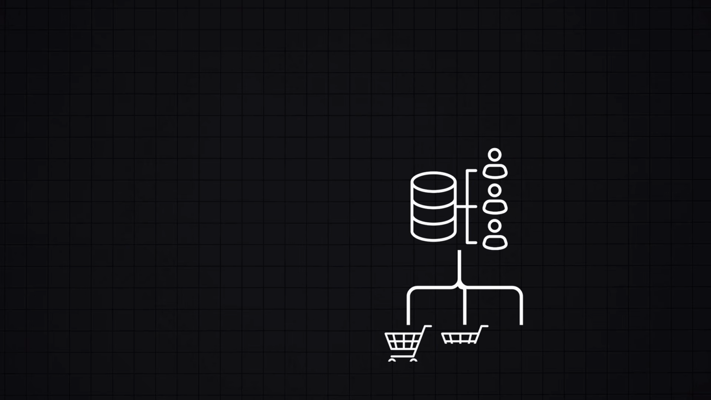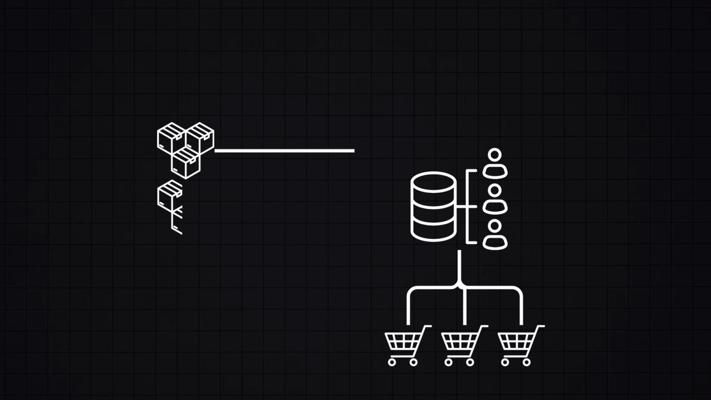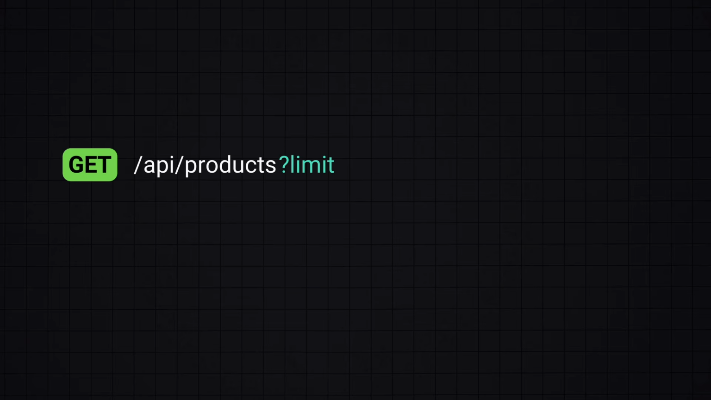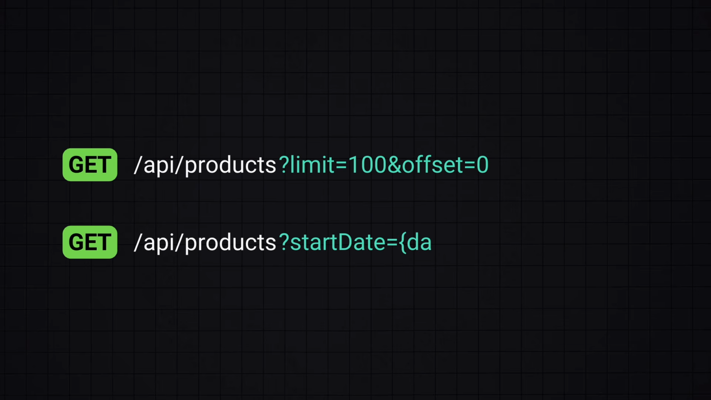In an e-commerce setting, you might have relationships like user to orders or orders to products, and you need to design endpoints to reflect these relationships. For example, to fetch the orders for a specific user, you query /users/{user ID}/orders. Common queries also include limit and offset for pagination, or start and end date for filtering products within a certain date range. This allows the client to retrieve specific sets of data without overwhelming the system.